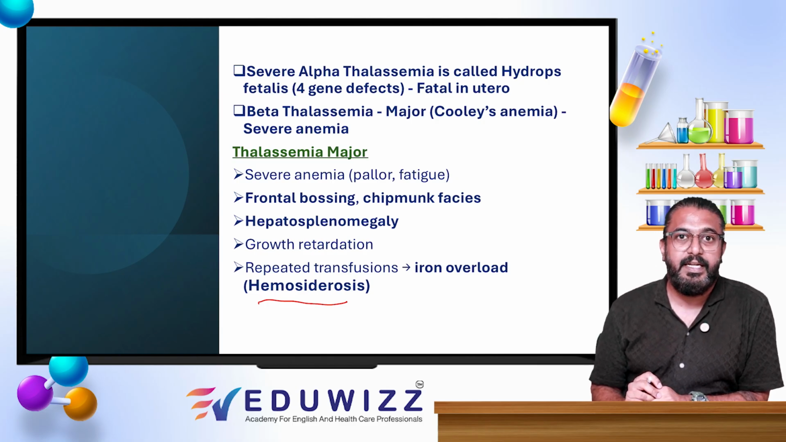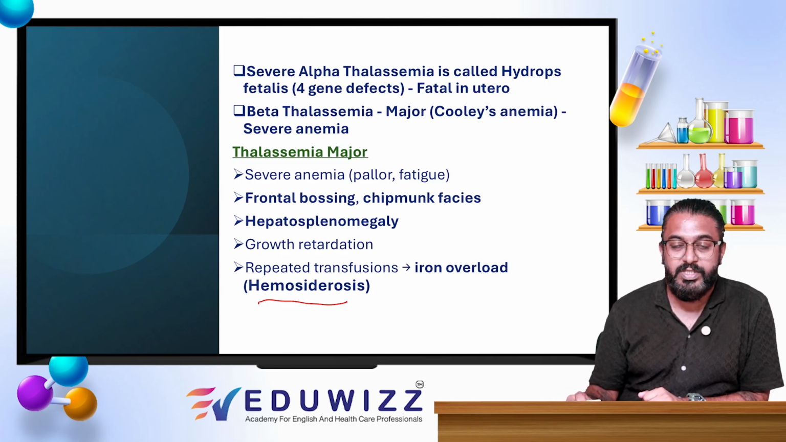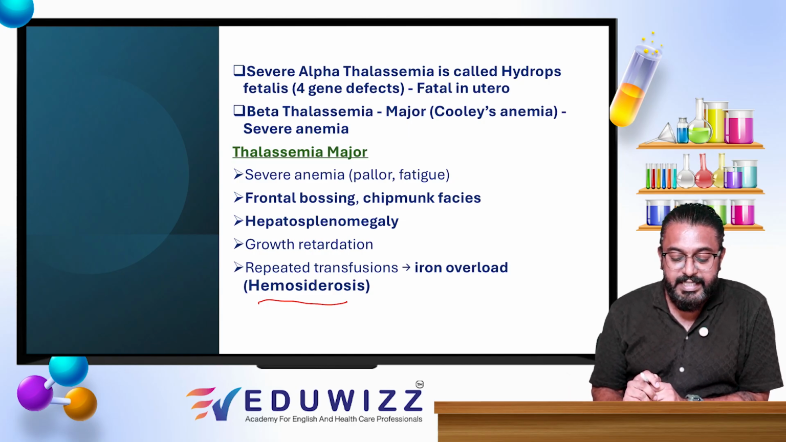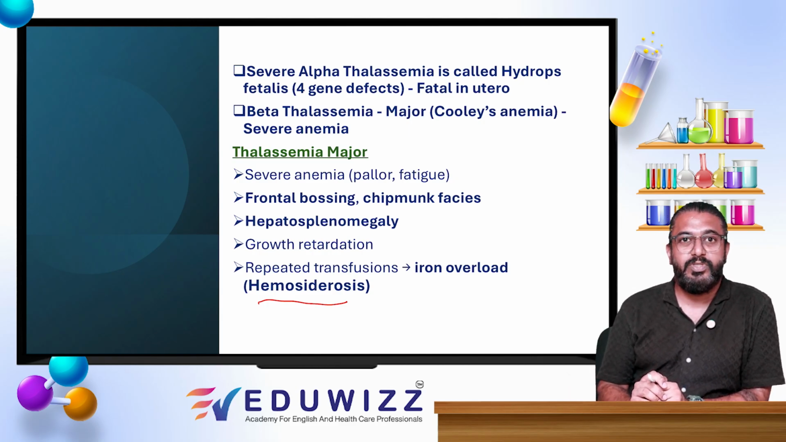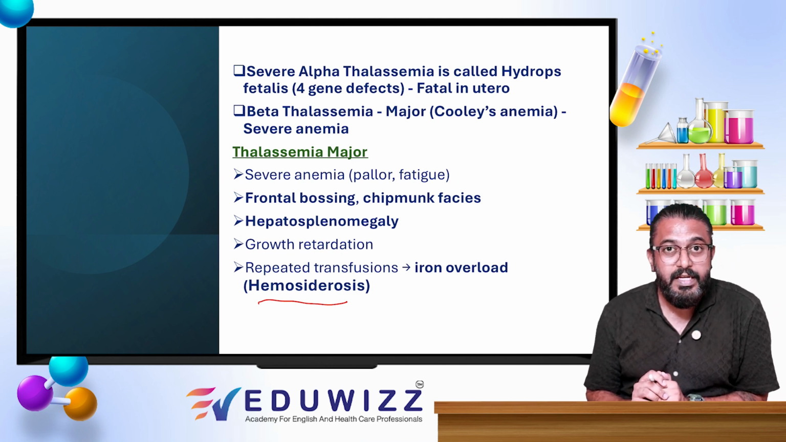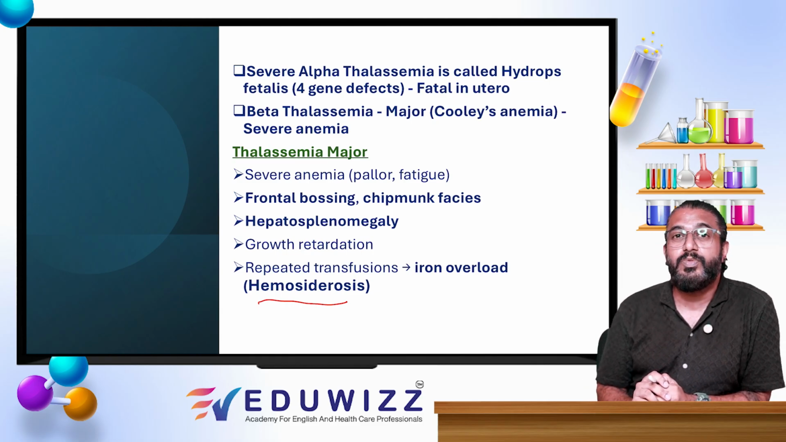Another one is splenomegaly, and because of repeated transfusion, it leads to hemosiderosis, iron overload. Okay. So diagnostic test, this is also important. Of course, we will do the blood test. CBC we will do. In CBC, as we discussed in the starting, it leads to decreased hemoglobin.